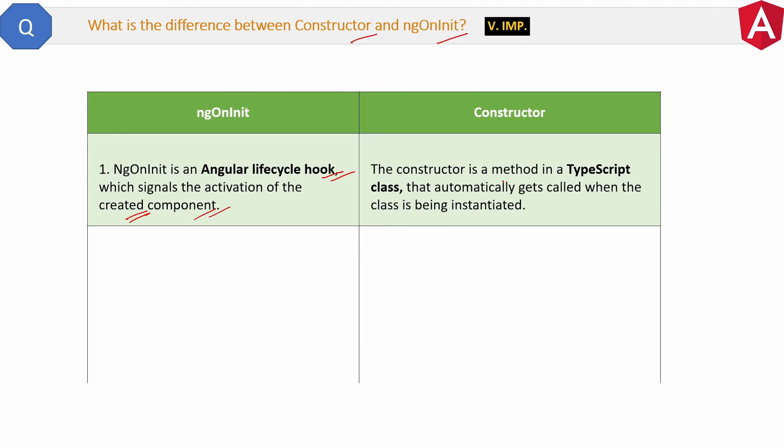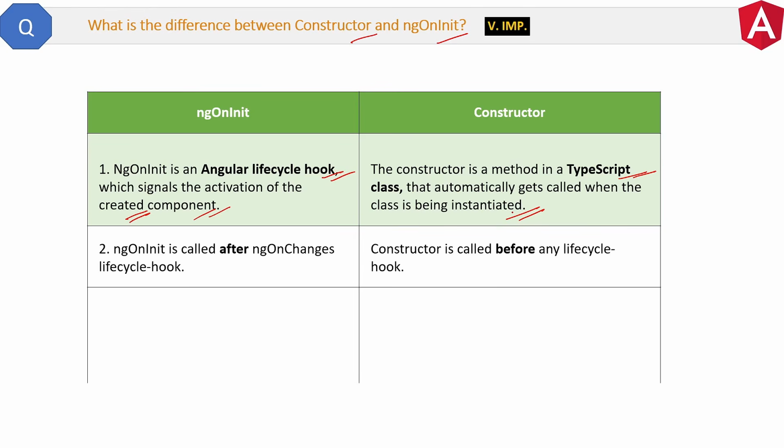On the other hand, the constructor is a method in a TypeScript class that automatically gets called when the class is being instantiated, meaning constructor is not a part of the Angular lifecycle hook. It's a part of the TypeScript class, and the Angular framework and TypeScript class are two different things. TypeScript can be used in other frameworks also apart from Angular. Right now Angular is using TypeScript classes, but they are two different things.